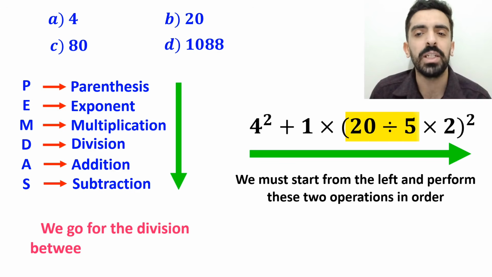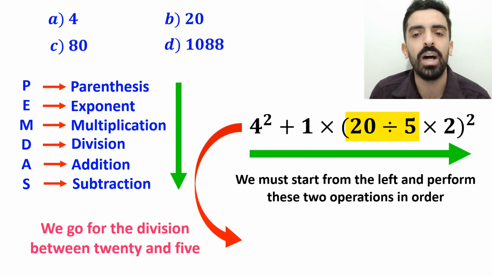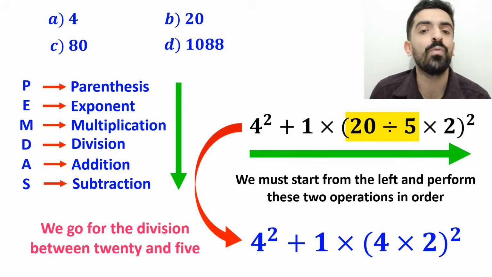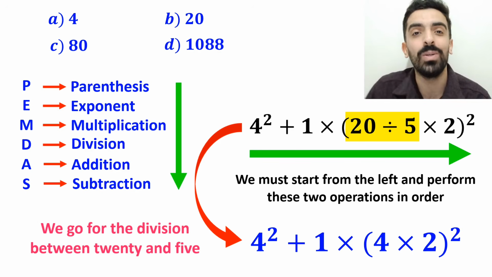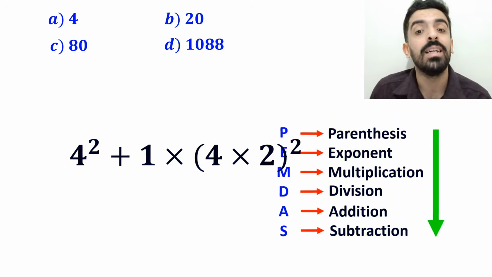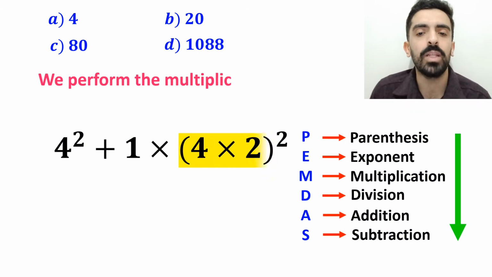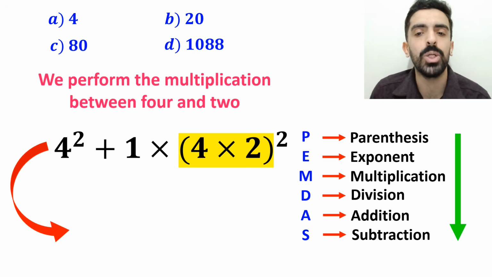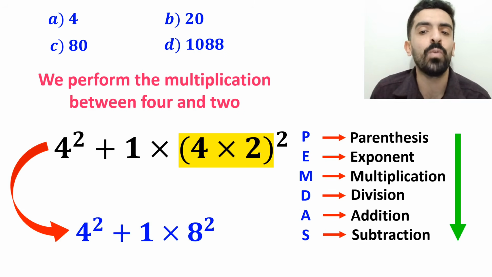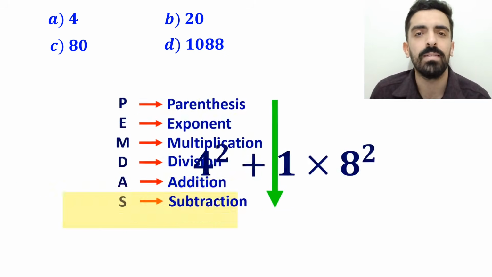So first we go for the division between 20 and 5. And this expression simplifies to 4 squared plus 1 multiplied by 4 times 2 inside the parentheses and all the square. In the next step, we perform the multiplication between 4 and 2. And this expression simplifies to 4 squared plus 1 multiplied by 8 squared.